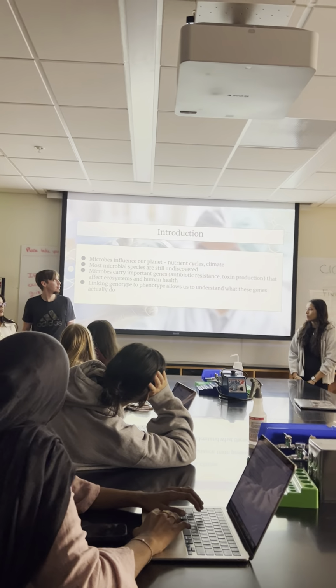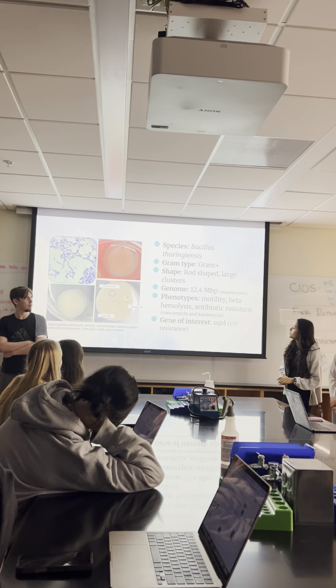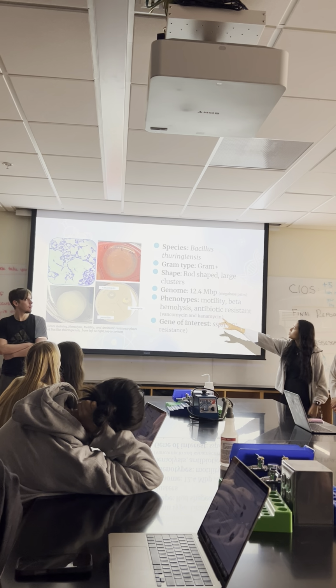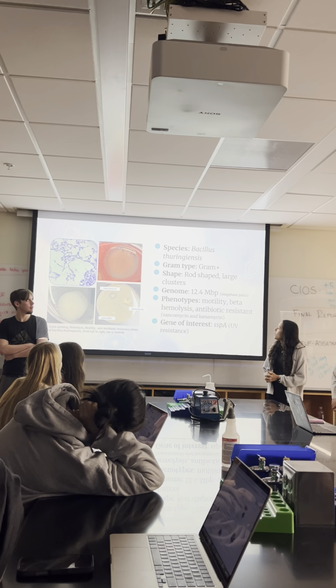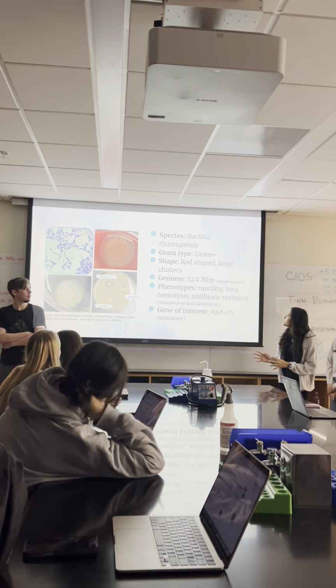For Bacillus thuringiensis, that's what I studied. It's the most commonly used biological pesticide. It's gram-positive and rod-shaped with large clusters, as shown on the top left. A couple of the phenotypes that showed up: for motility, it spread all throughout the plate. It showed beta hemolysis and antibiotic resistance to vancomycin and kanamycin.